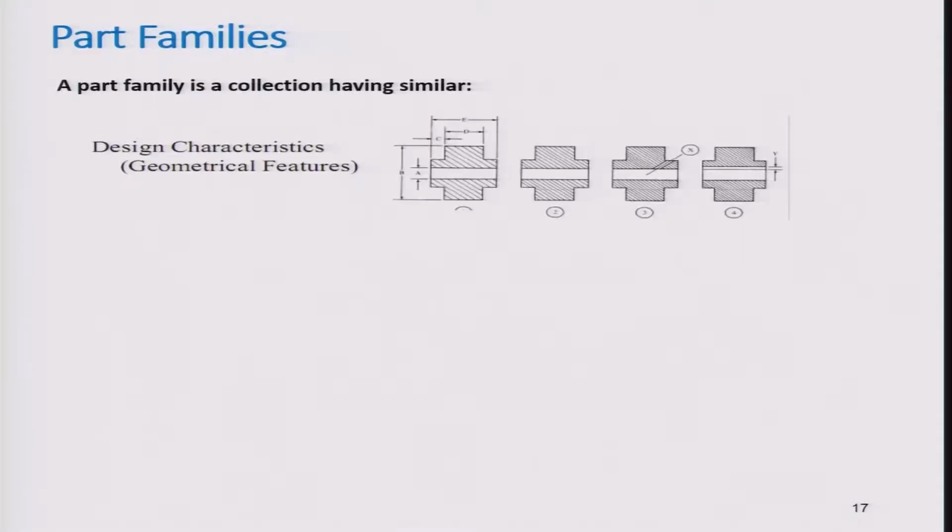Part family. Now I will tell you what a part family is. A part family is a collection having similar design characteristics. Here you can see, for example, these are different parts, but they have similar characteristics. You have to make a drilling of diameter A in each part, and they are round in shape. So you can club them together in one family.